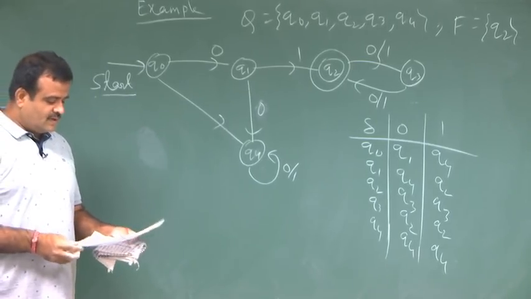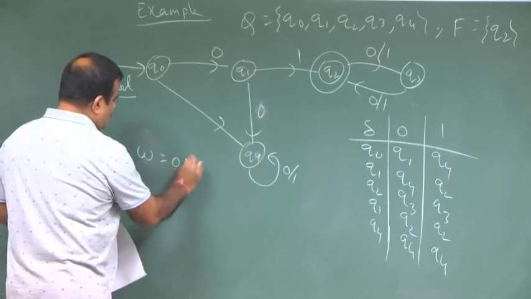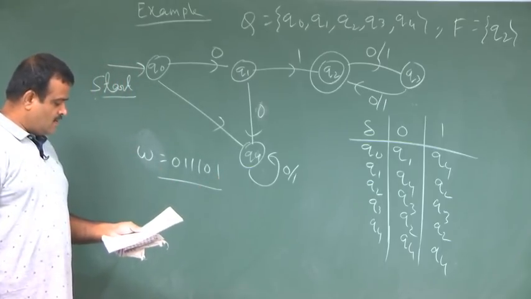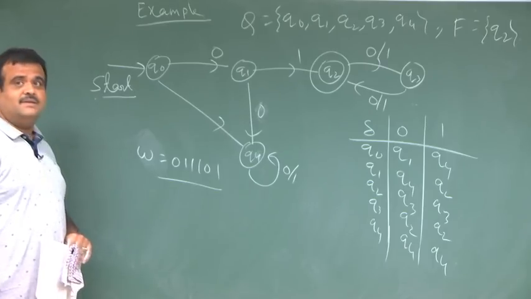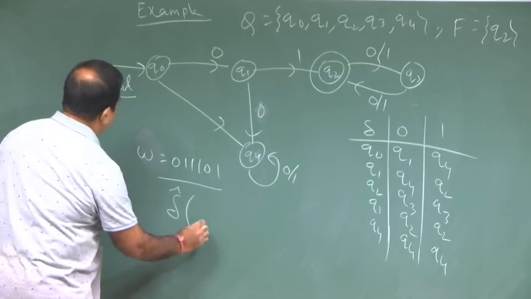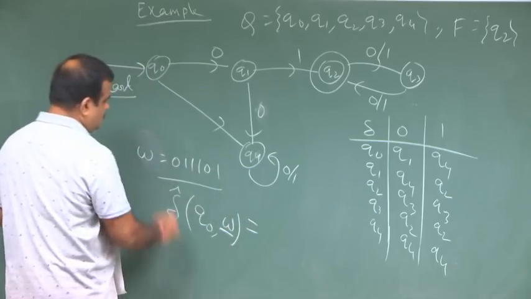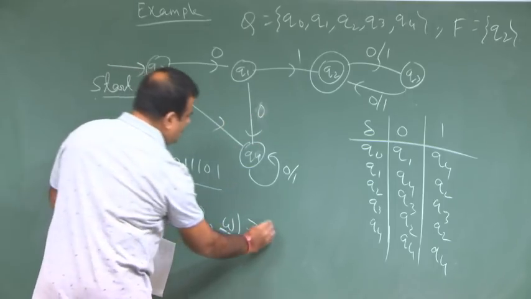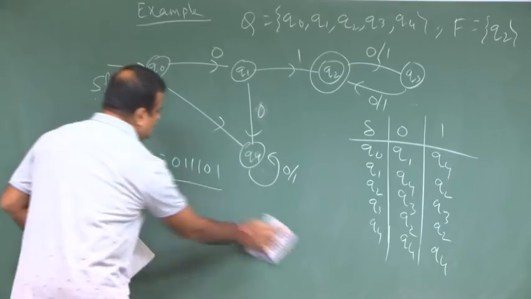Now, we want to read a string like this: 0 1 1 1 0 1. So, we want to see whether this is accepted by this DFA or not. To accept it, we have to start with q0, and this should end in the accepting state. This is a string, so that is why we put a hat. If it is just an input symbol, we will use the delta. So, this should be q2. If this is q2, then this w is accepted. So, we will see that.